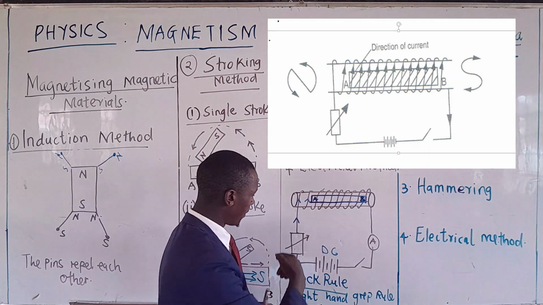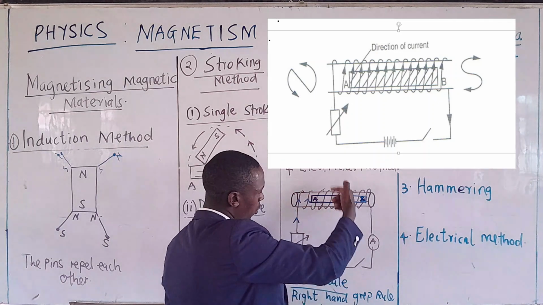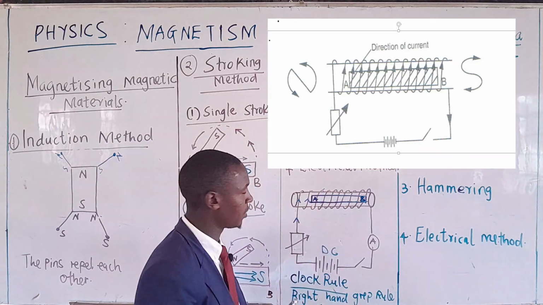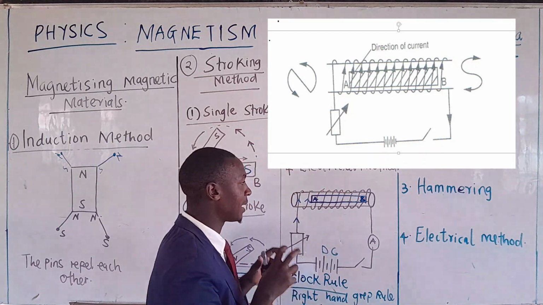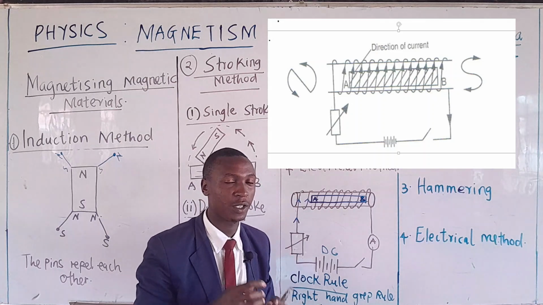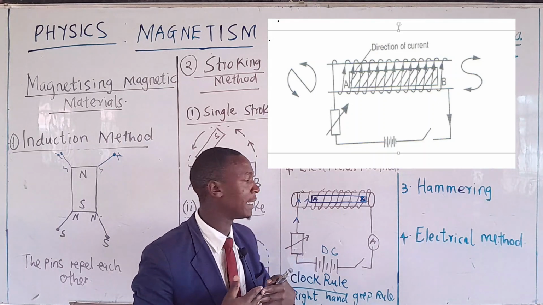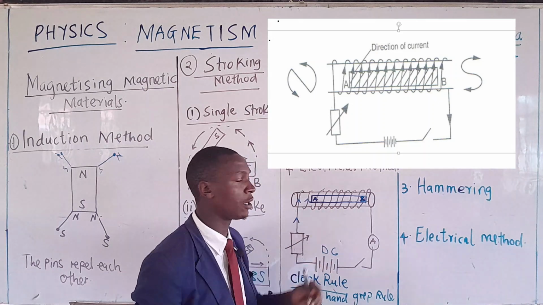Already this magnetic field is going to go around, or this electric field, let's call it electric field first, because the electric field is going to induce, or cause, a magnetic field to be introduced in our bar here.